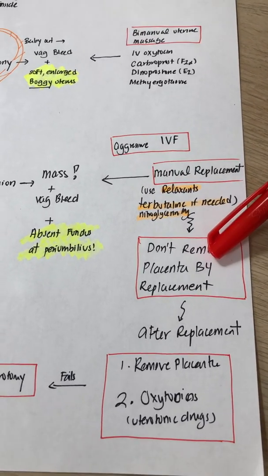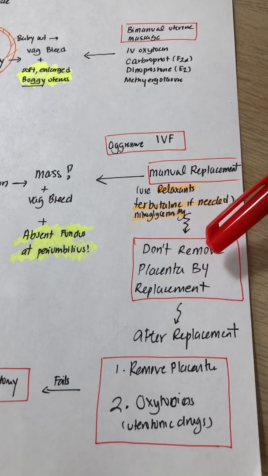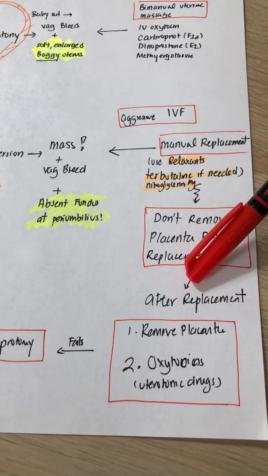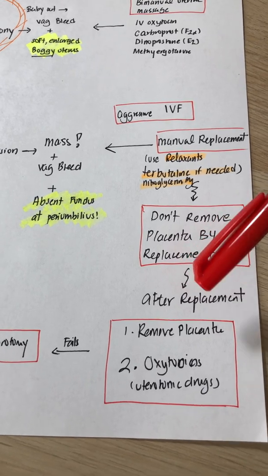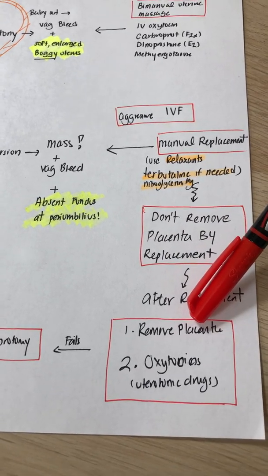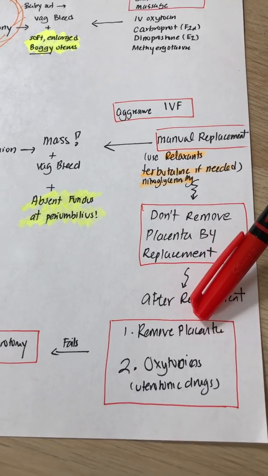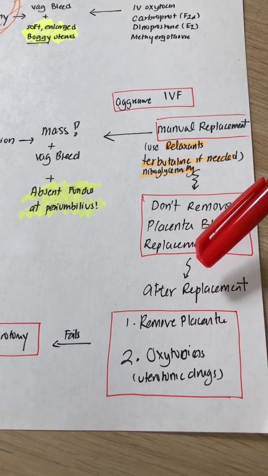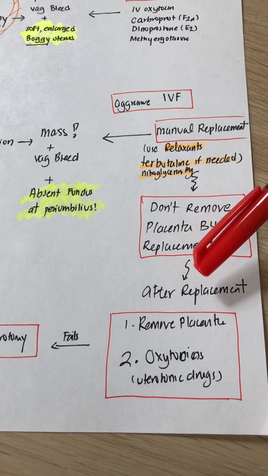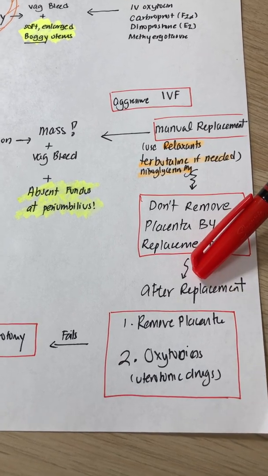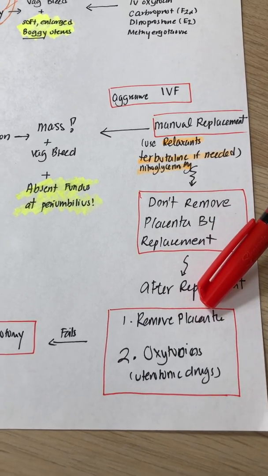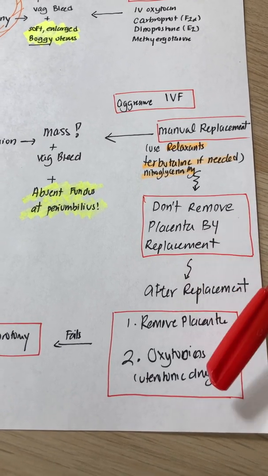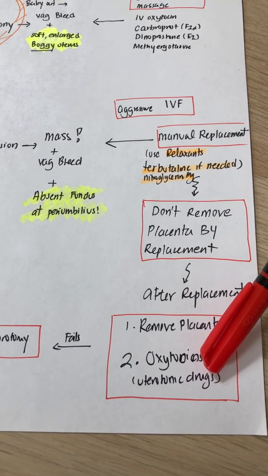The important thing is you don't try to remove the placenta before you put back the uterus. Only after you place the uterus back in, you try to remove the placenta. And after that, if it's still bleeding, then you try the uterotonic drugs, right?